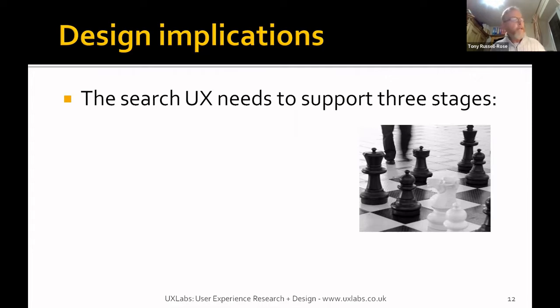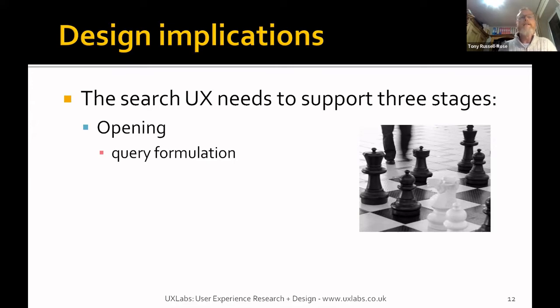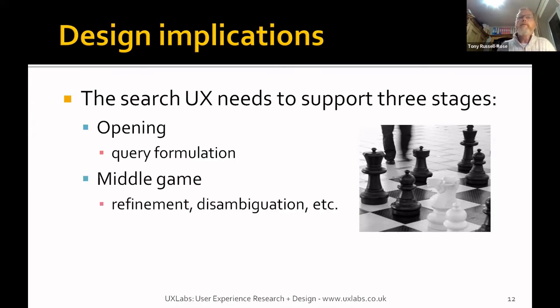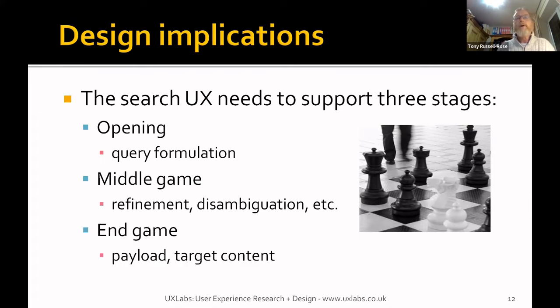it's very useful to think about the search process as supporting three stages. So to use a chess analogy, we've got a kind of opening game, which is where the query formulation takes place. Then we've got what we call a middle game, which is where the refinement and disambiguation takes place. And we've got an end game, which is where the payload or target content is consumed. And each of these presents its own challenges.